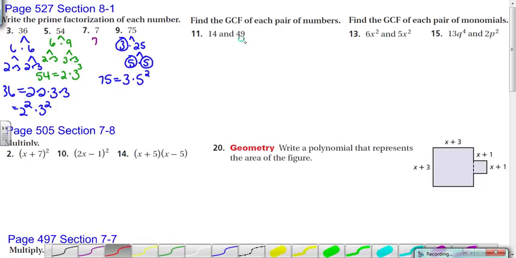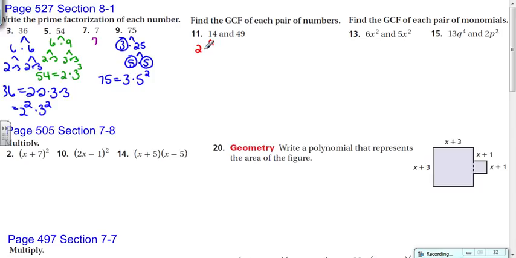If I wanted to find the greatest common factor between 14 and 49, I prefer the factor tree method. So I would break 14 up into 2 times 7. 2 and 7 are both prime. And then I would break 49 up into 7 times 7. And then this is called greatest common factor. So what do they have in common? The only thing that's in common is this pair of 7's. So the GCF is 7.